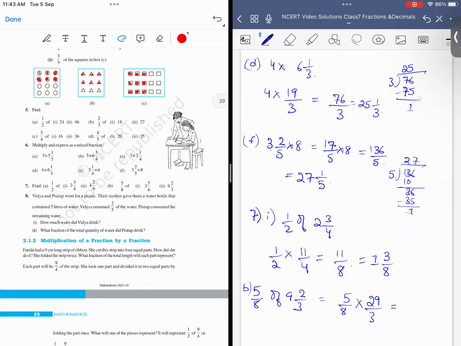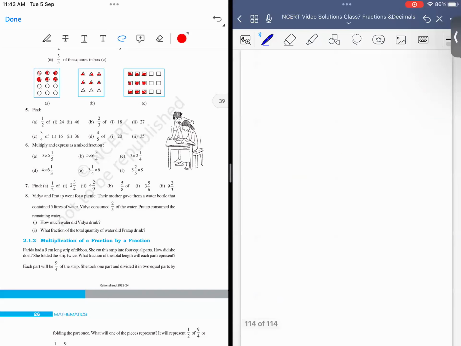So you get 29 into 5 is 145 upon 24. Now this again is in simplest form. So write it in mixed form, or if you want, you can write. If not, you can leave it. Okay. Next, question number 8.